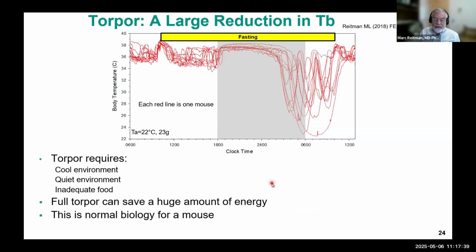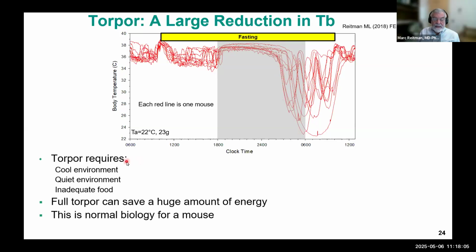That leads to some interesting biology, which is that if you fast a mouse, it can save a lot of energy by letting its body temperature drop. What we have here is, again, light phase and dark phase, and each of these lines is the core body temperature of an individual mouse. When you take away the food in the middle of the light phase, you see the mice run around looking for food. They enter the dark phase, then they realize there's no food around, and they go into torpor.